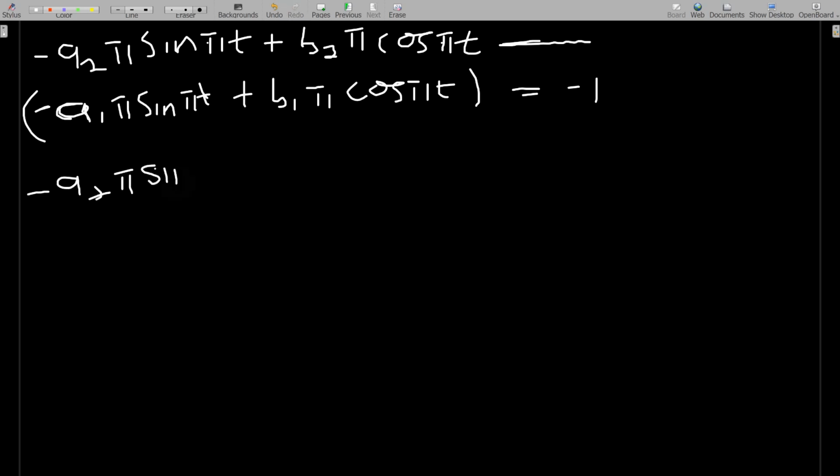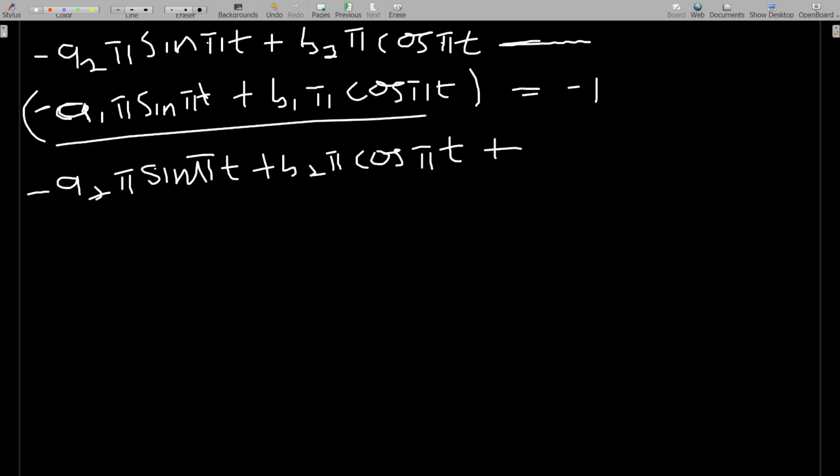Okay, sine pi t plus b2 pi cos of pi t, right? Then plus, because the minus is affecting everything here, so plus a1 pi sine pi t, then minus b1 pi cos pi t should be equal to negative 1.